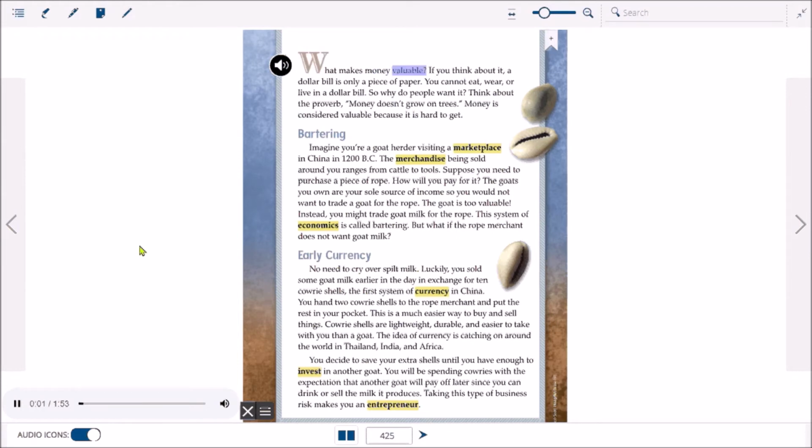What makes money valuable? If you think about it, a dollar bill is only a piece of paper. You cannot eat, wear, or live in a dollar bill. So why do people want it? Think about the proverb, money doesn't grow on trees. Money is considered valuable because it is hard to get.